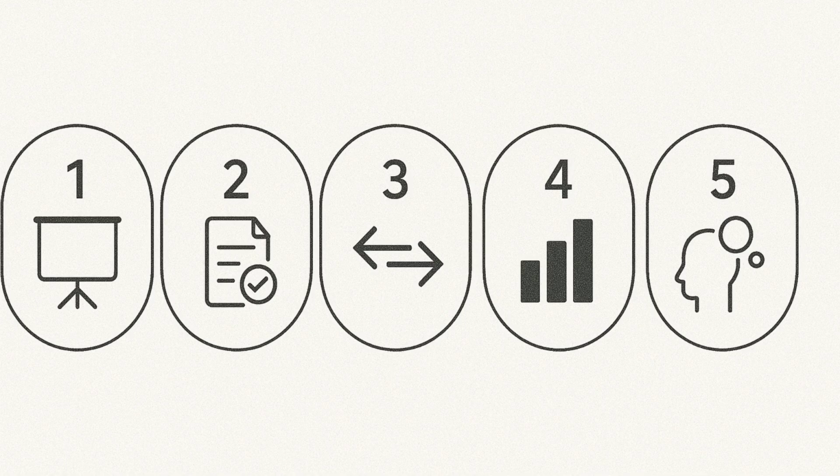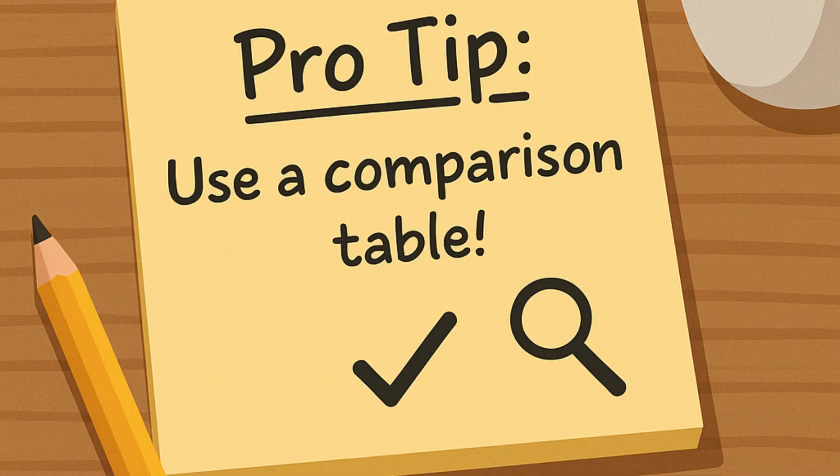And here are some pro tips. Start writing your justification before you finalize your design. It helps you think clearly. Use a comparison table to organize your thoughts. Ask someone to read your justification. If they are convinced, you're on the right track.